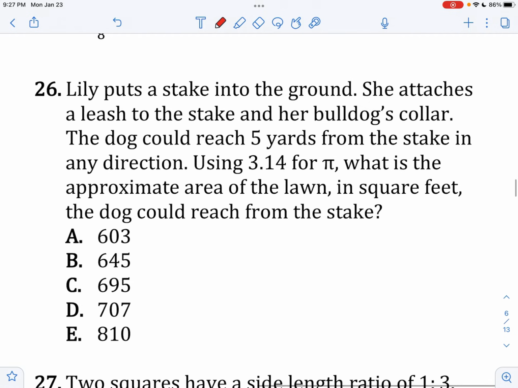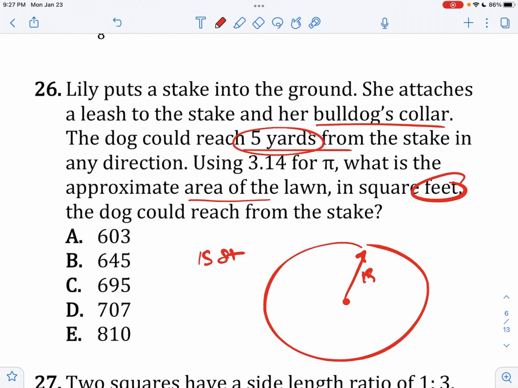Lily puts a stake into the ground. She attaches a leash to the stake and her dog's collar. The dog could reach 5 yards from the stake in any direction. What is the approximate area of the lawn in square feet that the dog could reach from the stake? Square feet, so let's first convert this. That's 15 feet, right? So if it could reach 15 feet in any direction, that's really just a radius of 15. So area is equal to pi r squared.